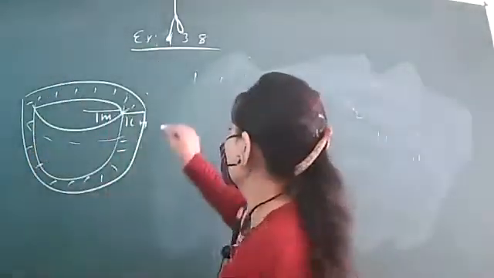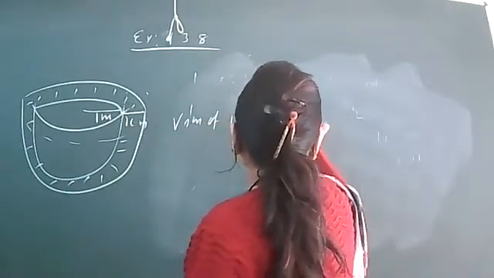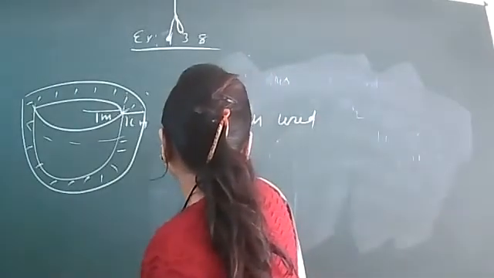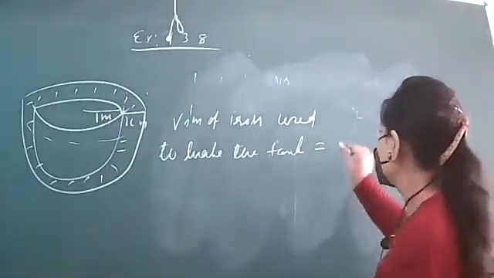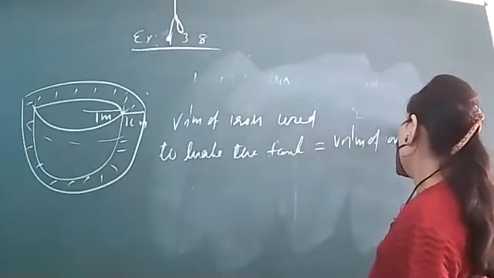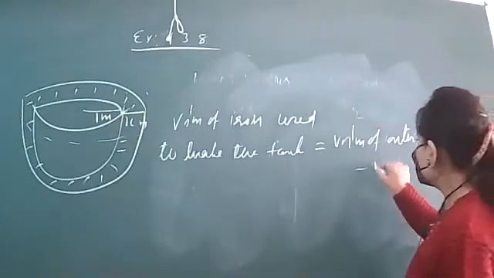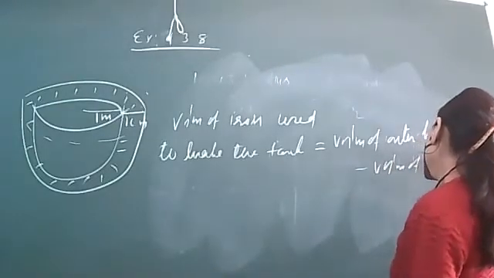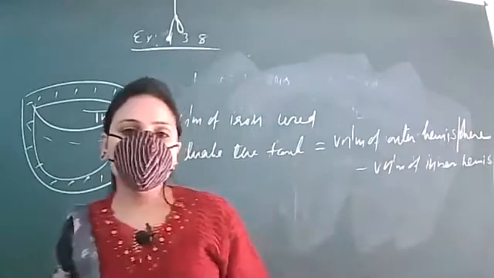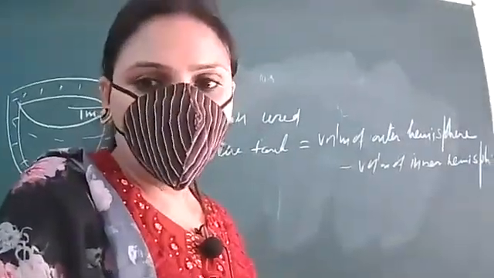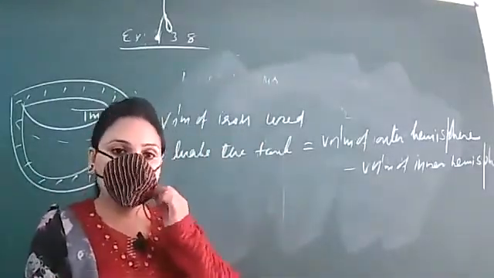So, volume of iron used to make the tank is equal to volume of outer hemisphere minus volume of inner hemisphere. Volume of outer hemisphere minus volume of inner hemisphere will give you the volume of the iron that has been used to make this hemispherical tank.